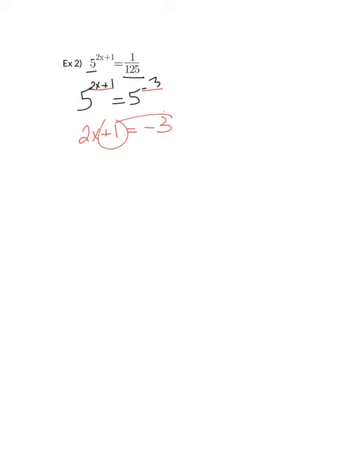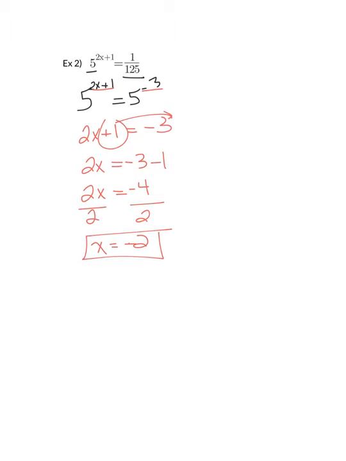I'm going to move the plus 1 onto the right-hand side, and I'm going to get 2x equals negative 3 minus 1. So 2x is equal to negative 4. I'm going to divide both sides by 2, and I'm going to be left with x equals negative 2.